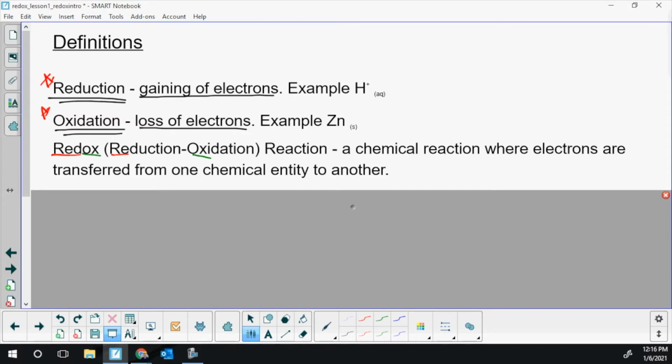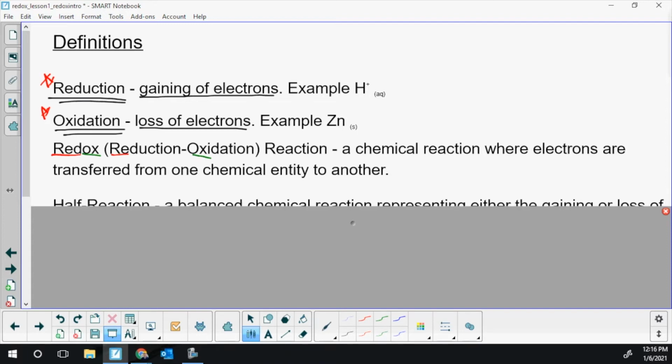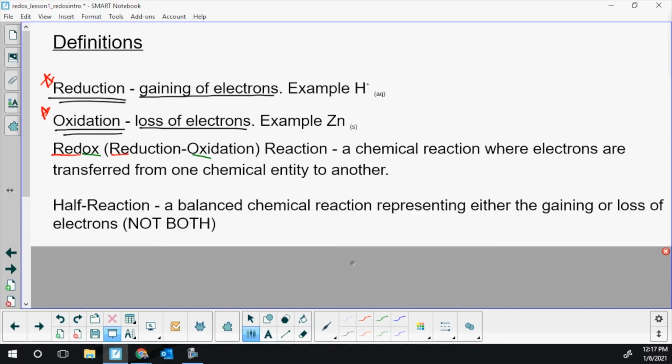So redox reactions are chemical reactions where electrons are transferred from one of the reactants to another one of the reactants. Okay. In studying redox reactions, and this is how your data table on page 7 is built, is by studying half reactions. They're a balanced chemical reaction that shows either the gaining or the loss of electrons. It doesn't show both. Okay, showing both would be a redox reaction. Showing just one of the two halves, one of the two pieces, the gaining or losing, we call them half reactions, and we're going to be writing lots of those.